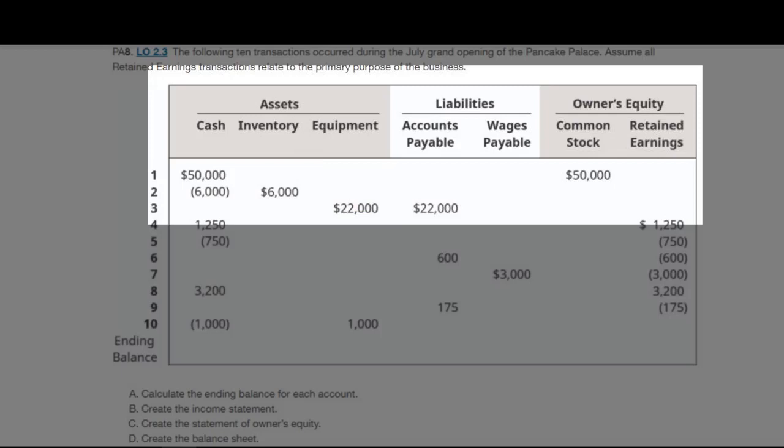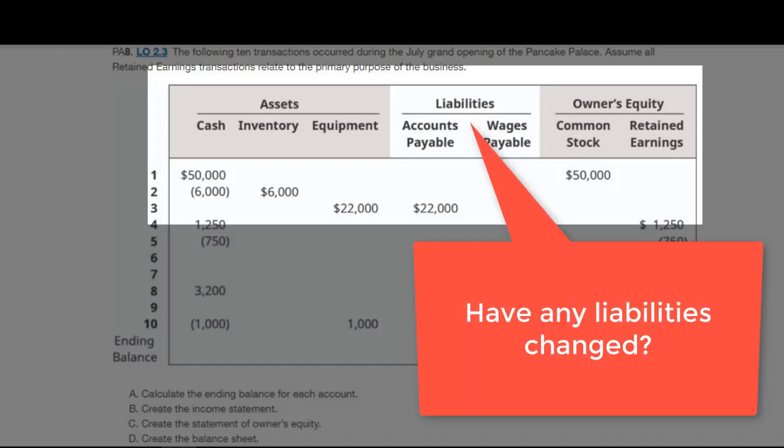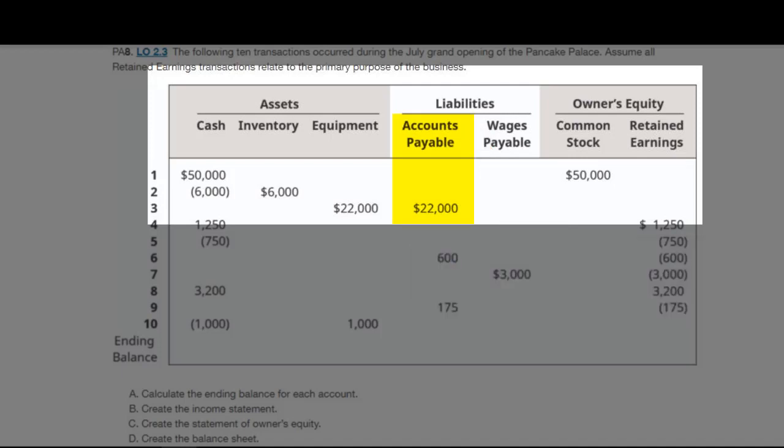But for the first time, have any liabilities changed? Yes. Because we're not paying with cash. We're agreeing to pay at the end of the month. And so we now have a liability called accounts payable for $22,000.